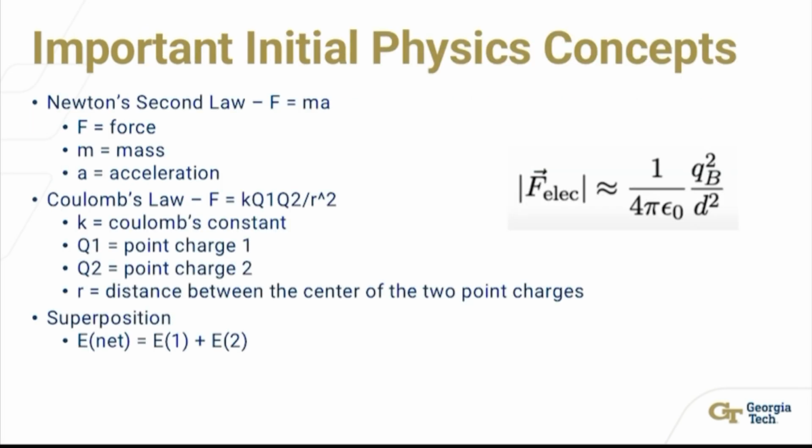This slide is almost identical to Lab 1. We're going to be using Newton's second law, which is force equals mass times acceleration. We're going to be using Coulomb's law, which is written right there, and you can see what every single variable is supposed to be. We're also adding superposition, which is the net electric force is equal to the first electric force plus the second electric force. I had a hard time putting arrows above, but you can use your imagination and pretend that there's vector arrows above those.